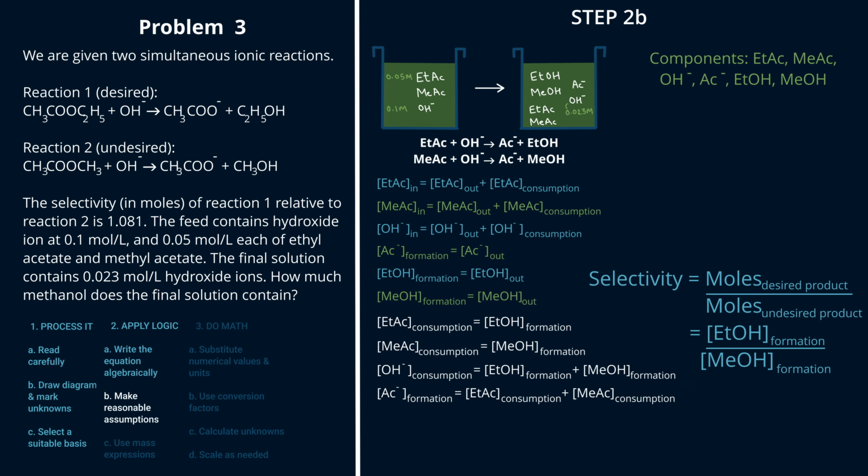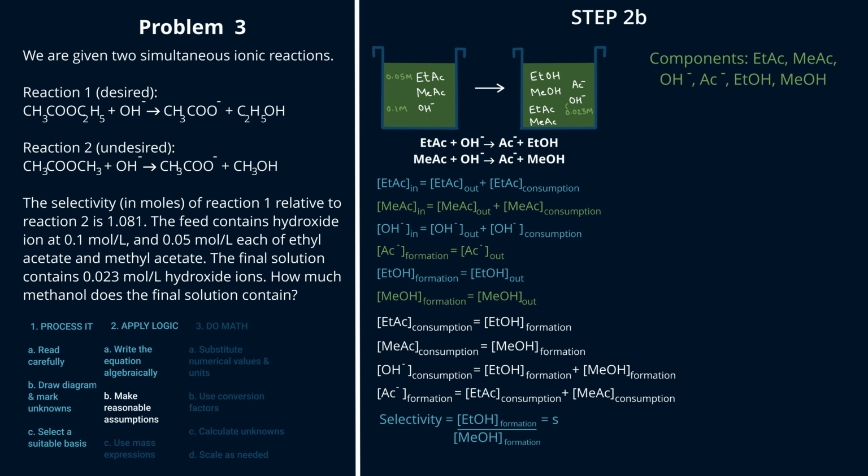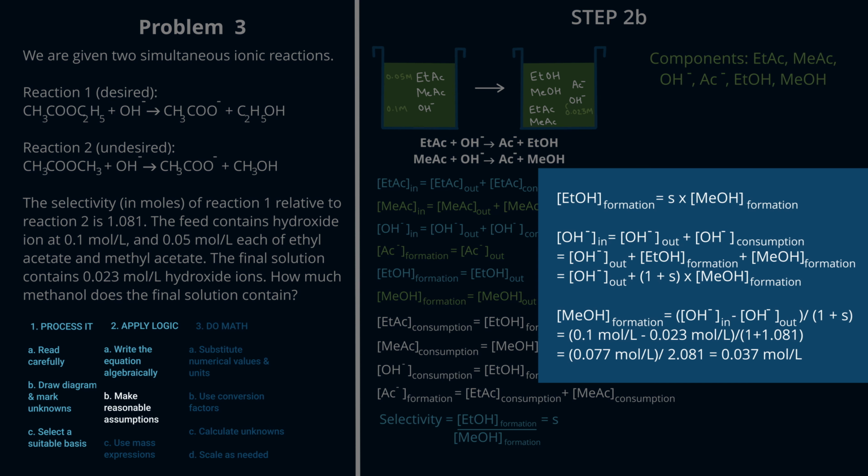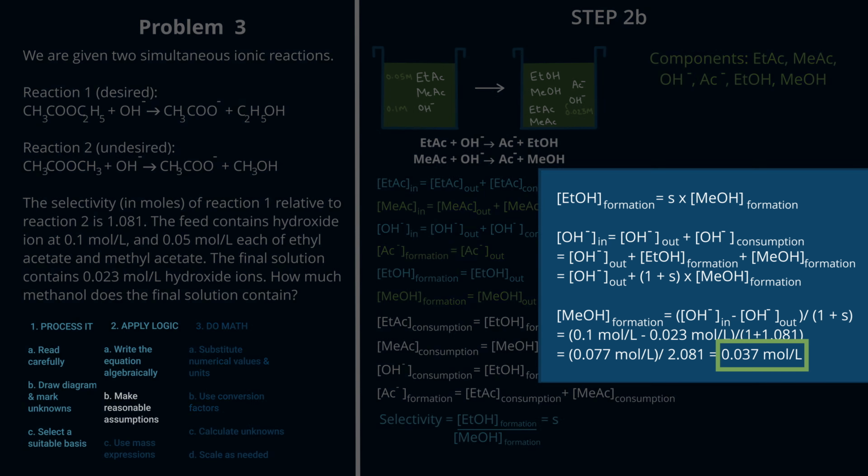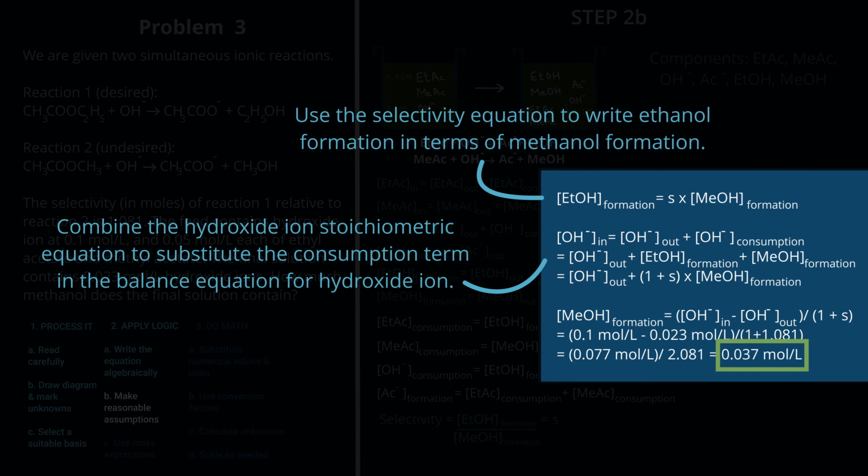We can also use the selectivity, which is the ratio of the moles of the desired product and the moles of the undesired product, to get an additional relationship. After further simplification, we substitute the numerical values with units and compute the unknowns to get our final solution.